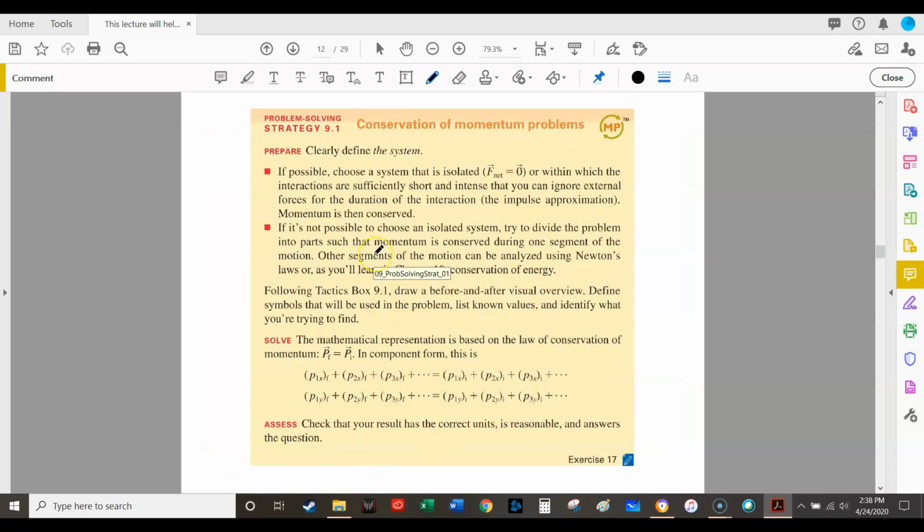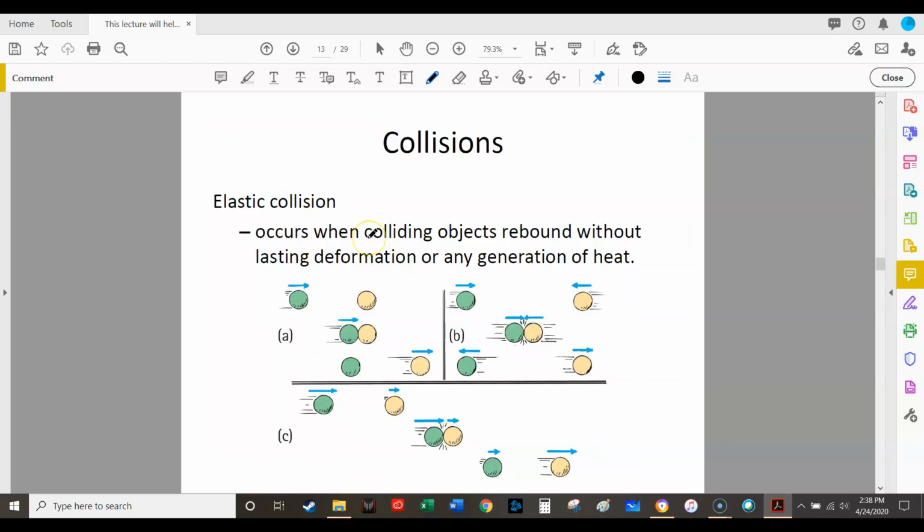Well, here we go. Let's start with elastic collisions, okay? So the first type of collision we need to learn is elastic collisions. And that means bouncy, objects that bounce off each other. Inelastic collisions, which we'll get to in a second, are sticky objects. When they hit each other, they stick together. Inelastic meaning opposite of elastic.